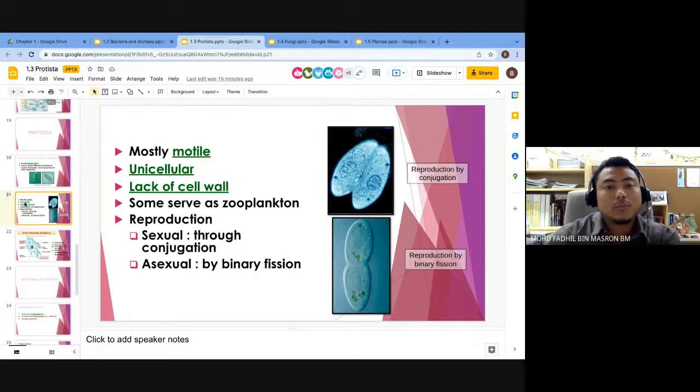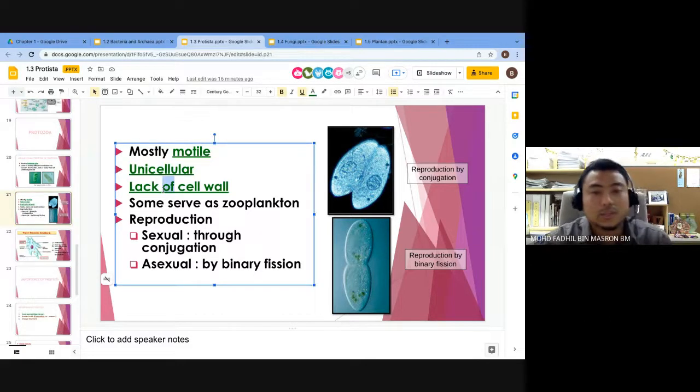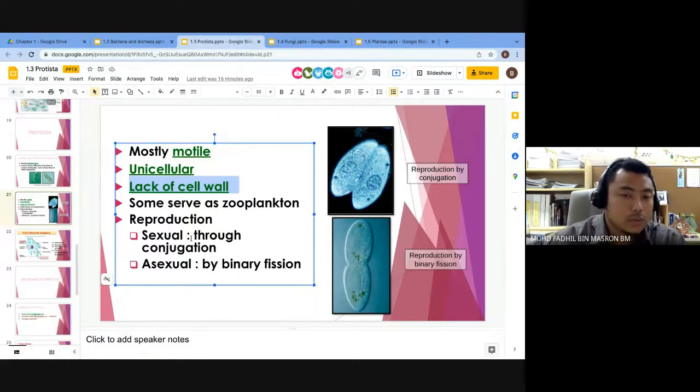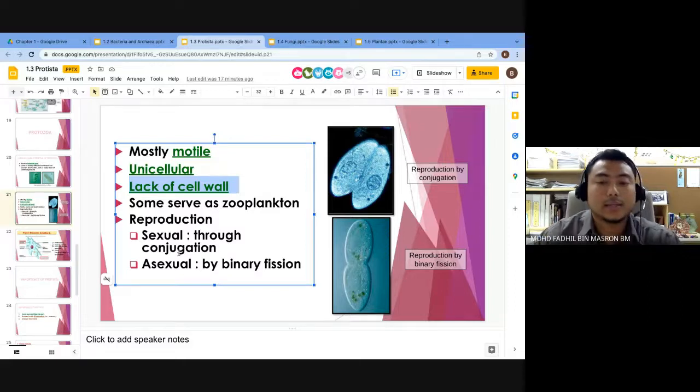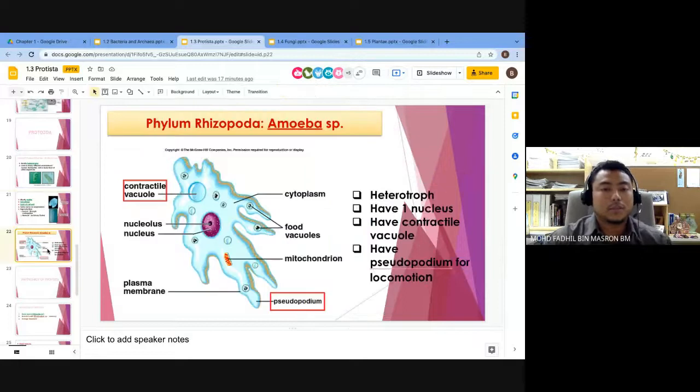Okay, so mostly are motile, mostly boleh bergerak, dan dia adalah mostly unicellular dan dia tak ada cell wall, just macam animal cell, tak ada cell wall. Okay, some serve as zooplankton. Maksudnya zooplankton ni sebagai sumber makanan kepada ikan-ikan kecil. Reproduction dia boleh melalui kalau sexual tu conjugation, kalau asexual melalui binary fission. Binary fission tu just separate kepada dua sahaja.